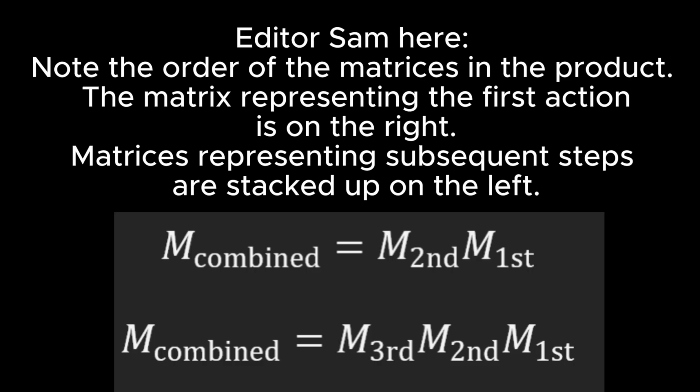So this matrix right here, resulting from multiplying these two matrices together, would represent taking these two actions back to back. Editor Sam here. Note the order of the matrices in the product. The matrix representing the first action is on the right. Matrices representing subsequent steps are stacked up on the left.